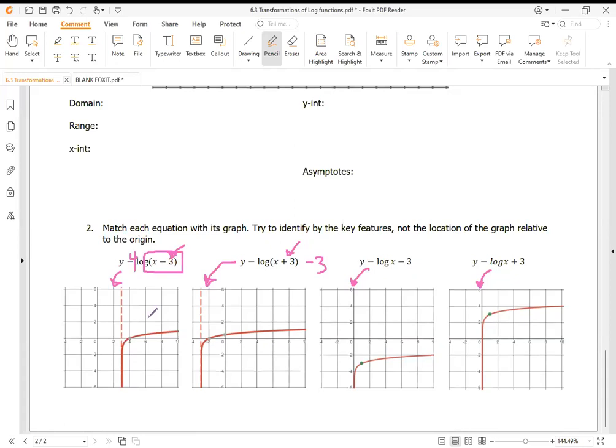At the very last, on the very back, it says graph the following functions on the same set of axes using the appropriate transformations. Once again, do you have to do all of them? This is homework for you. You can do as many or as little as you want. That's up to you. Okay?